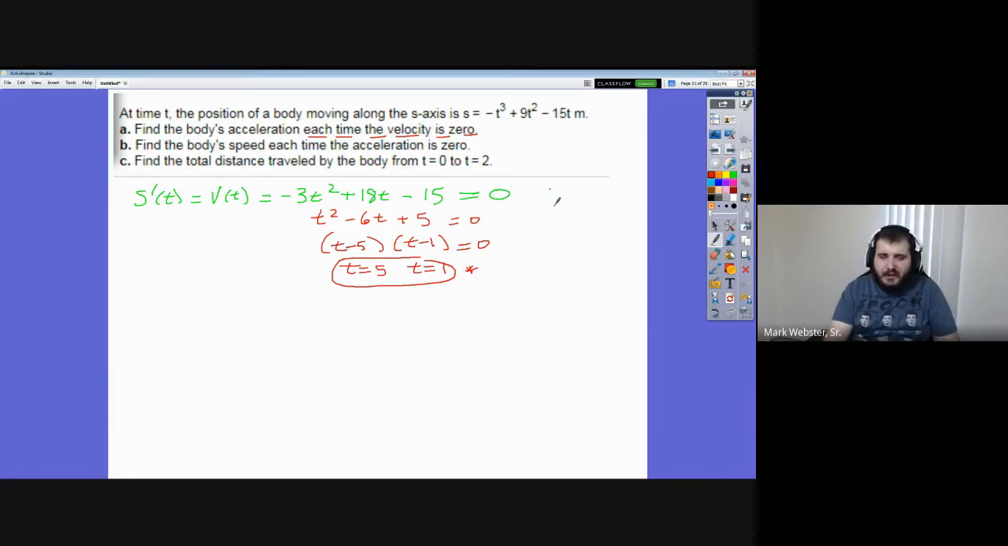In order to do that, we need to get the acceleration. Let's take care of that real quick. The formula for acceleration is the derivative of velocity. So velocity prime is acceleration. We take the derivative of that, bring down the 2, and we get negative 6t. The derivative of 18t is just 18. And then the derivative of negative 15 is just 0. So now we've got our acceleration, and we want to know what the acceleration is at 1. So we just plug it in, right? A of 1 is what?